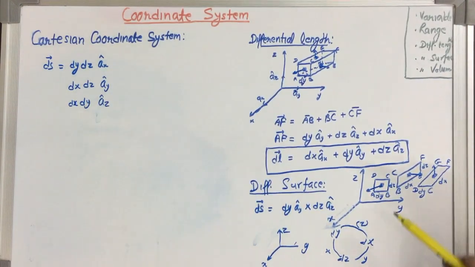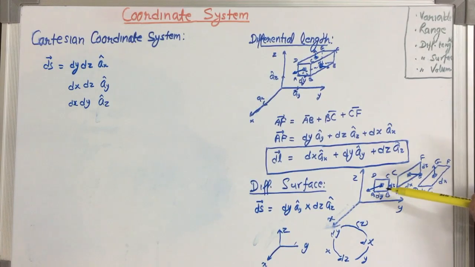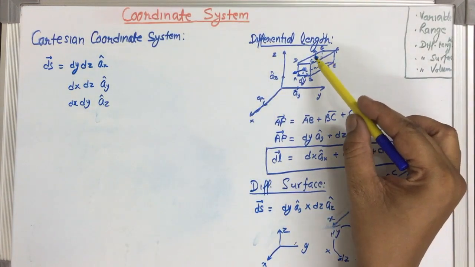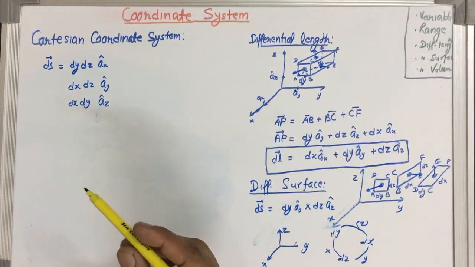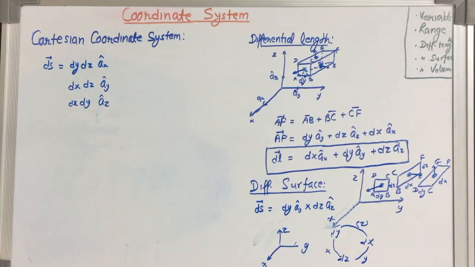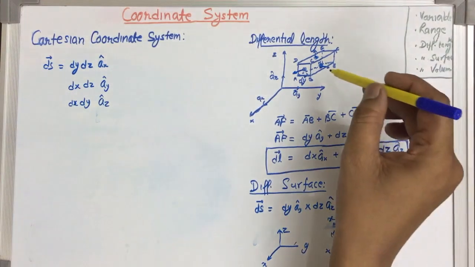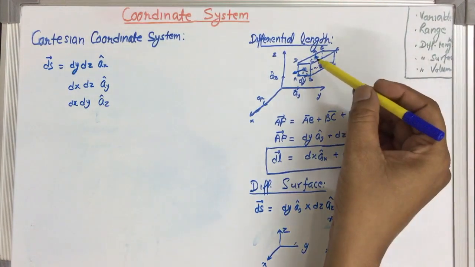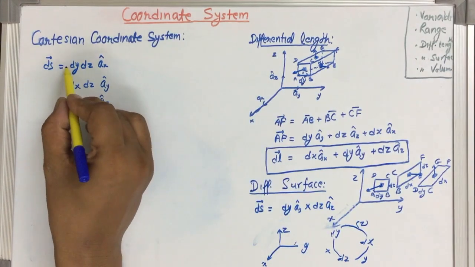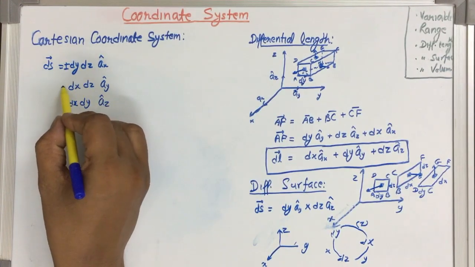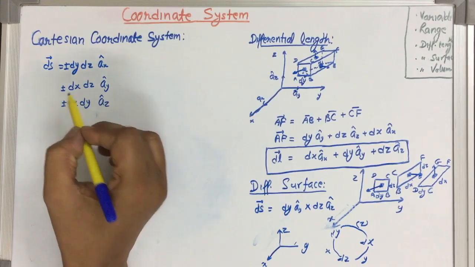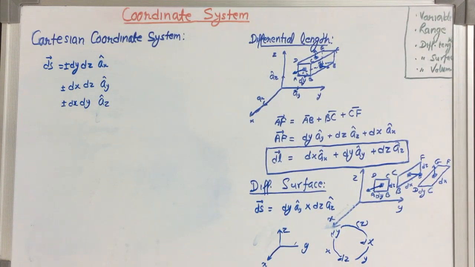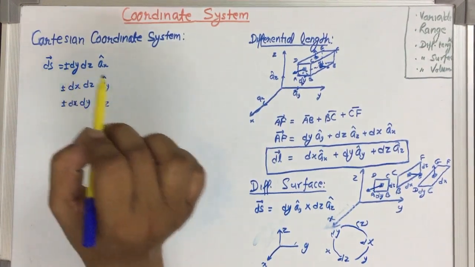So in this way you find out the area vector for this surface and this surface. These are coming out from the object, out of the surface, so this direction has been taken positive. If you consider this as positive, then opposite to that will be negative. So it can be written as plus minus for both of them. So this is our differential surface or differential area.